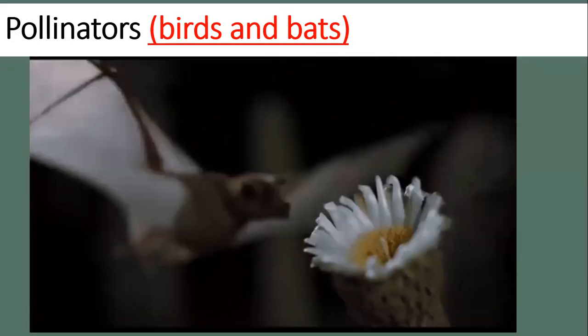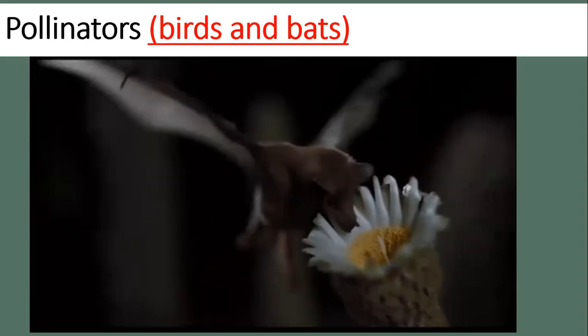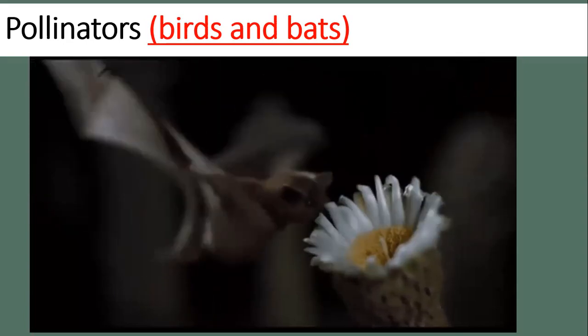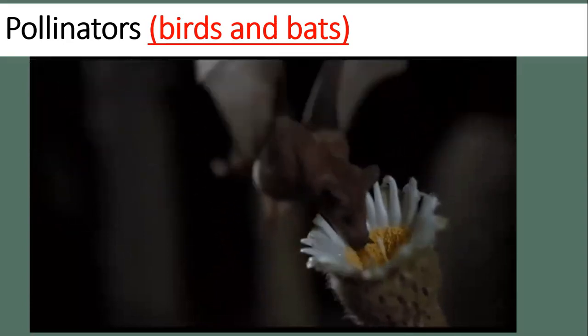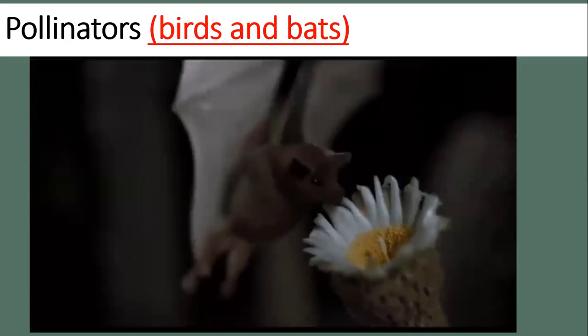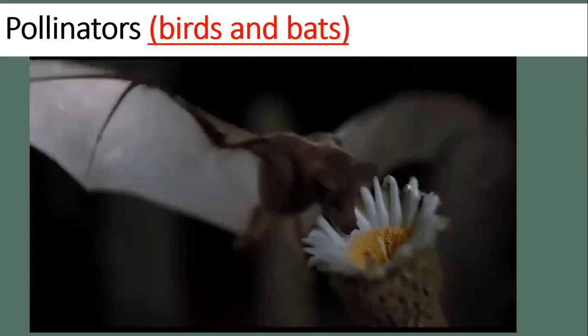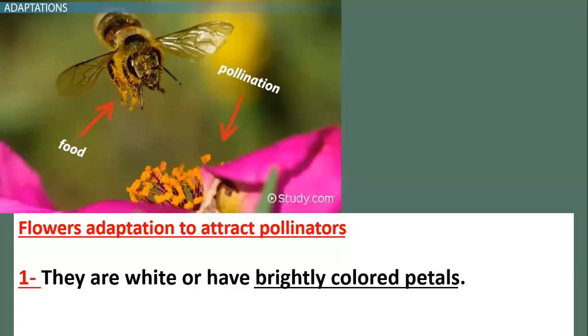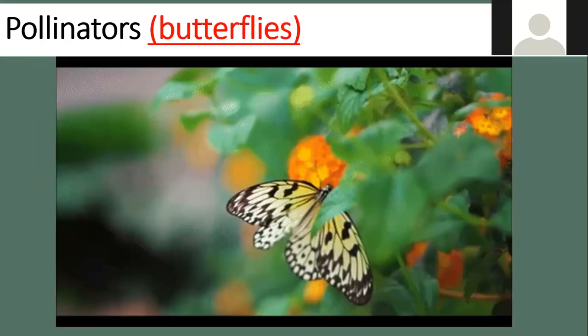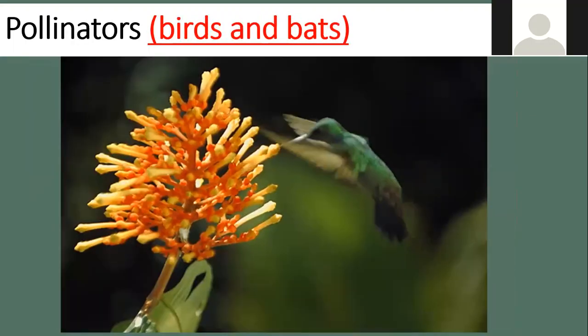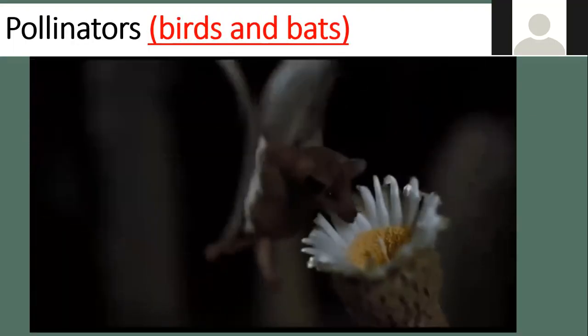Also, birds and bats. Can you see the bats? It is here to take its food, and there are pollen grains here that can stick to its body, and it can move pollen grains. So we have pollinators that can move pollen grains, like what? Like bees, like butterflies, like birds, moths, like bats.